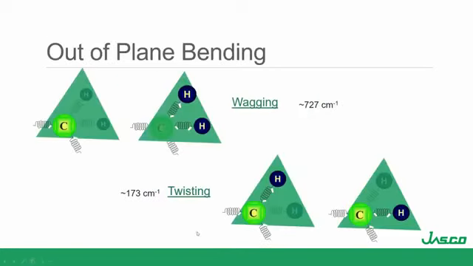Next is out of plane bending, in which the hydrogen atoms go out of the plane that the carbon's in and then back towards the observer together at the same time, and is wagging. And twisting is when they move in and out of the plane, not in sync.